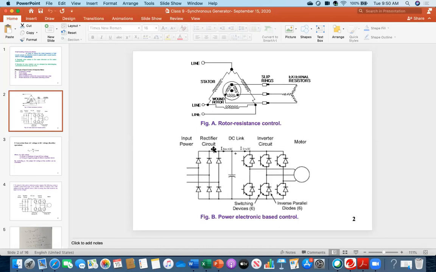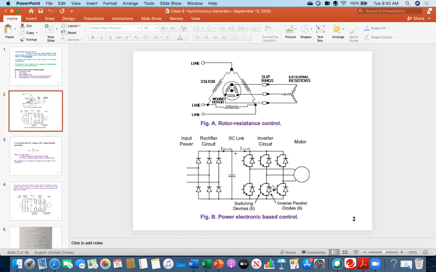So this portion is called the rectifier. Rectifier means conversion from AC into DC. And conversion from DC into AC is called inversion or inverter operation. Here again there are 6 elements, so that will invert into your desired AC with the desired frequency.